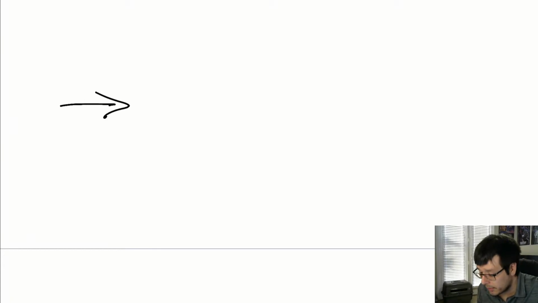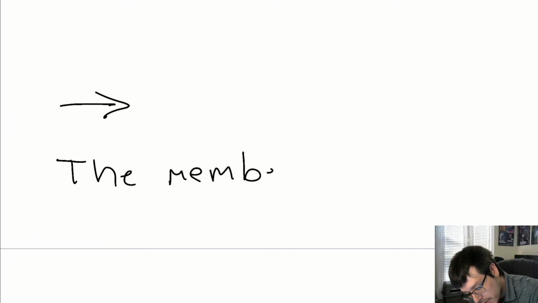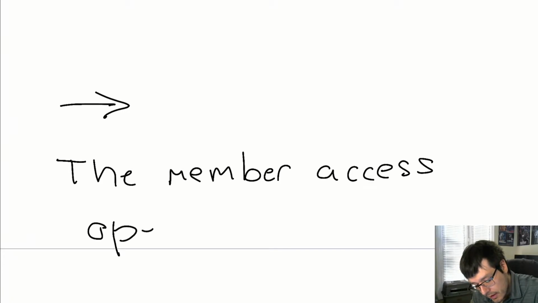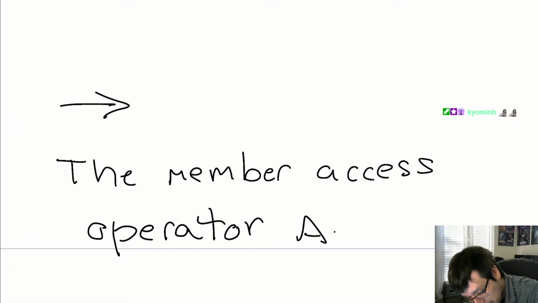The arrow operator is called the member access operator, which you've seen actually. Right now when I say member access operator, you're thinking of the dot. And yes, that's true. That is a member access operator. But this is called the member access operator arrow.